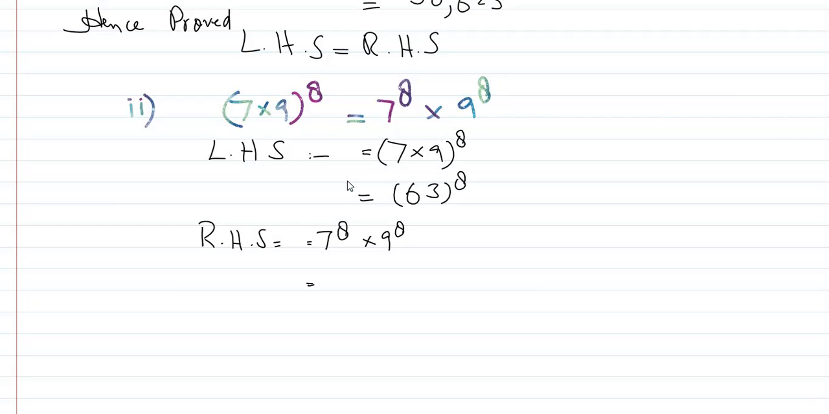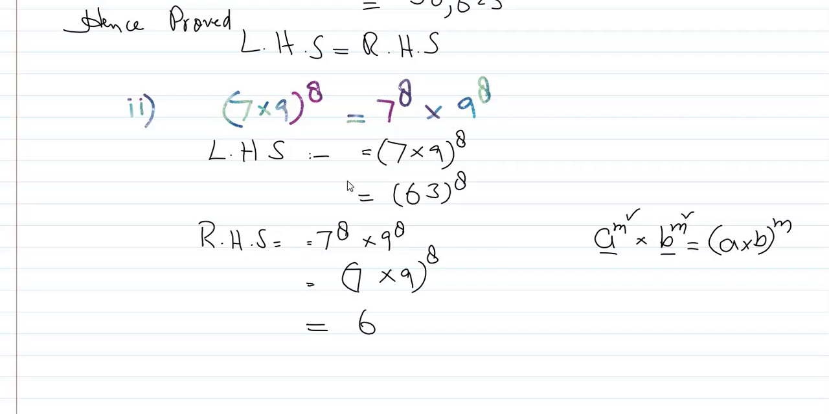You know that we have an indices rule, that is a raised to power m multiplied by b raised to power m. Bases are different but powers are the same. We can write it like this: (a multiplied by b) raised to power m. So here we get (7 multiplied by 9) raised to power 8, 7 times 9 is 63, raised to power 8. Hence proved, left hand side is equal to right hand side.